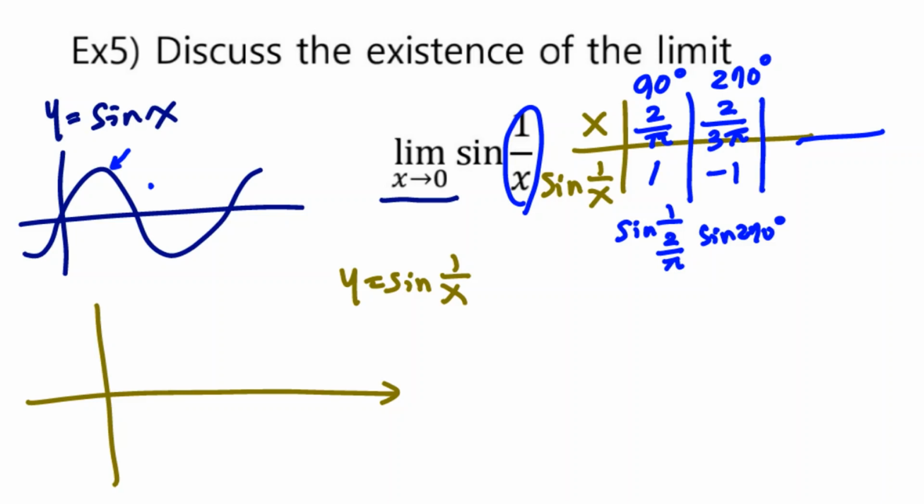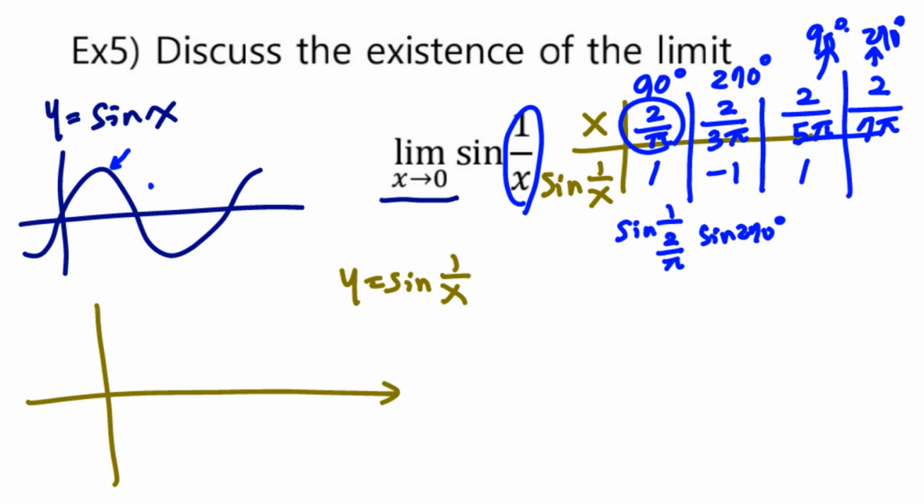How about we go with 2 over 5 pi? That has the coterminal angle with 90 degrees. So that's 1 again. 2 over 7 pi. That is a coterminal angle with 270 degrees. So that's -1 again.